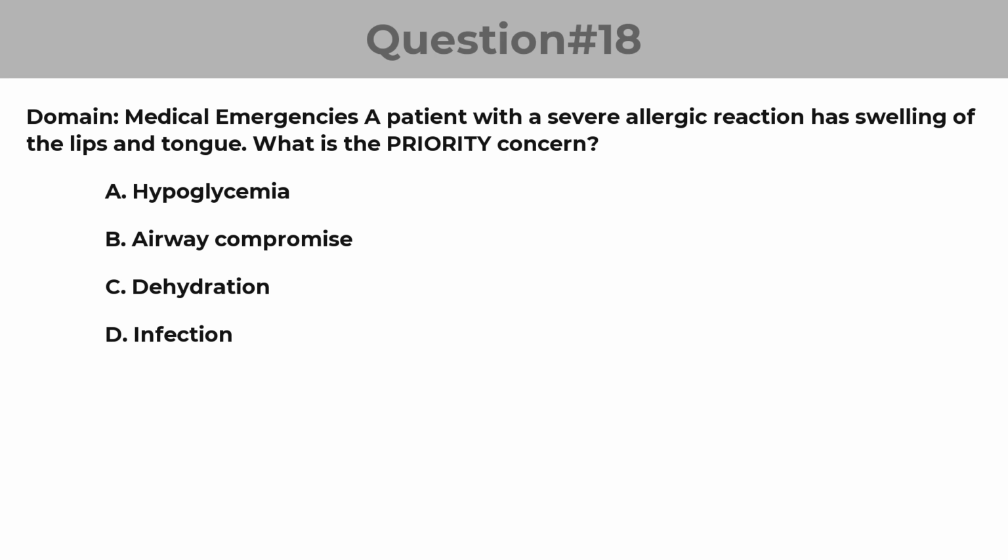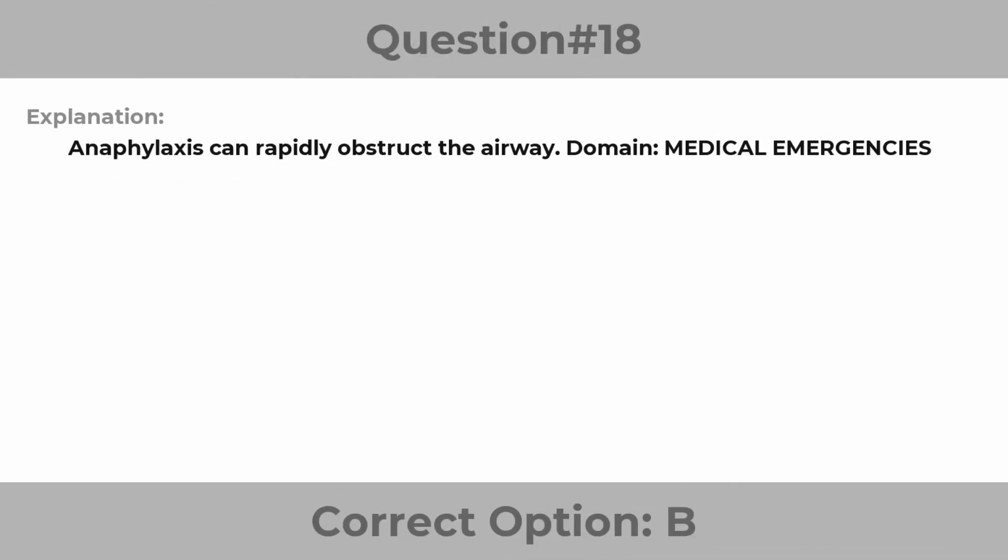Question 18. Domain, medical emergencies. A patient with a severe allergic reaction has swelling of the lips and tongue. What is the priority concern? A. Hypoglycemia. B. Airway compromise. C. Dehydration. D. Infection. Correct answer B. Explanation: anaphylaxis can rapidly obstruct the airway.